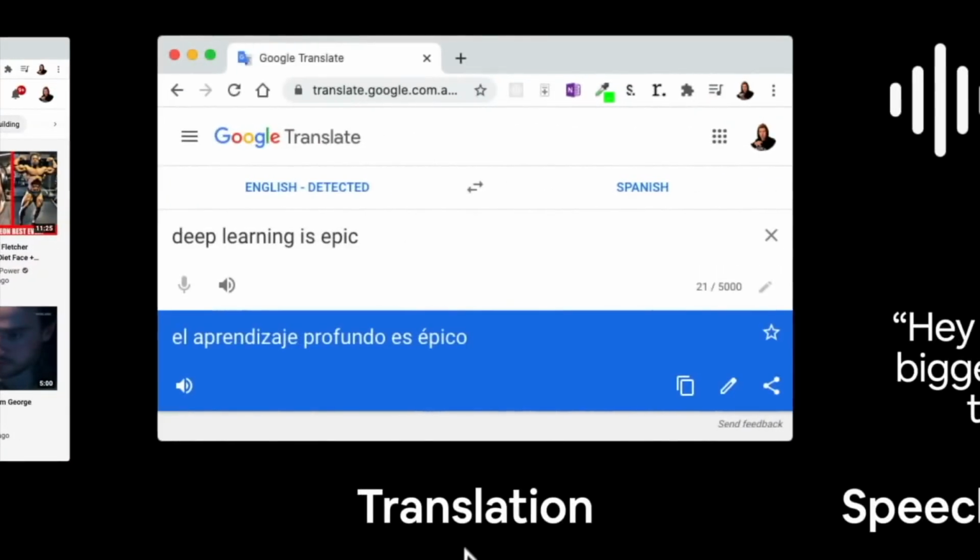And in the last 10 years, have you noticed that translation has got pretty good too? Well, that's powered by deep learning as well. Now, I don't have much hands-on experience with this. I did use it when I was in Japan. I speak a very little amount of Japanese and an even smaller amount of Mandarin. But if I wanted to translate deep learning is epic to Spanish, it might come out as El aprendizaje profundo es épico. Now, all of the native Spanish speakers watching this video can laugh at me because that was a very Australian version of saying deep learning is epic in Spanish. But that's so cool. All of Google Translate is now powered by deep learning.